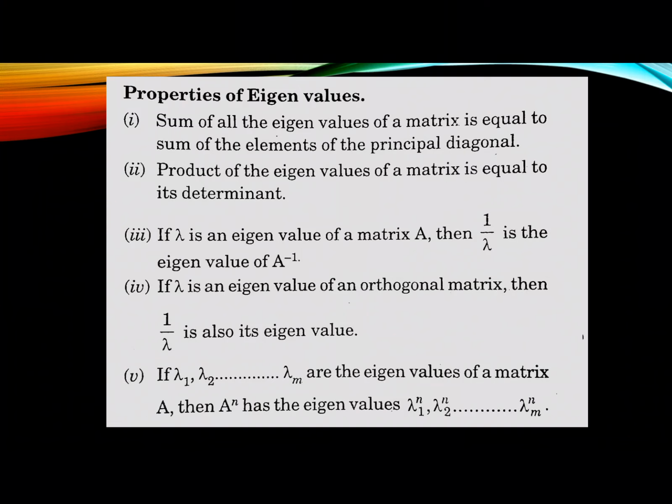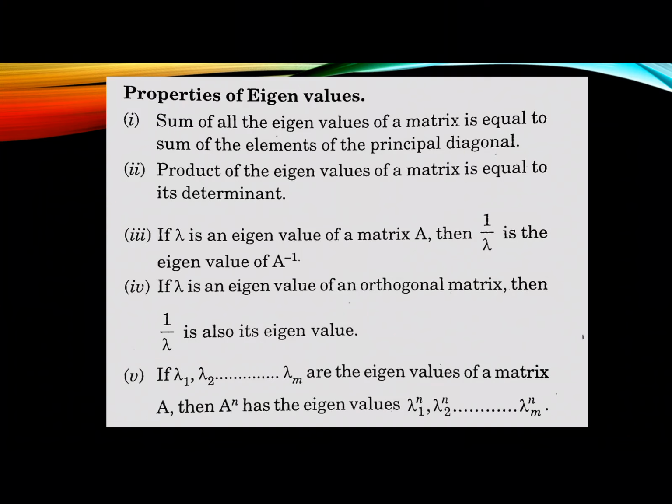If lambda is an eigenvalue of an orthogonal matrix, then 1 by lambda is also its eigenvalue. Suppose A is an orthogonal matrix and lambda is an eigenvalue of that orthogonal matrix A, then 1 by lambda is also an eigenvalue, since it's orthogonal.